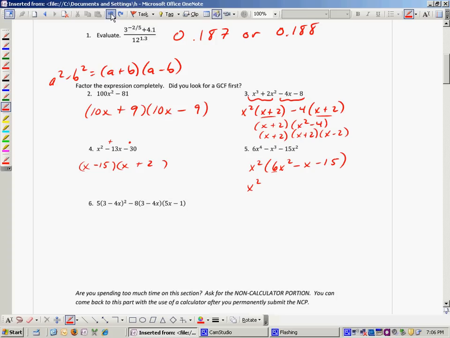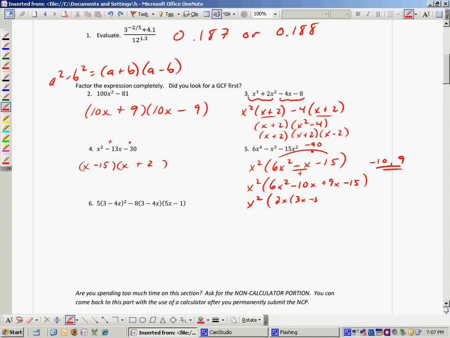Now, because we have a leading coefficient that is not 1, we can use the grouping method. Multiply these 2 numbers to get -90. You want 2 numbers that multiply to give you -90 and add to give you -1, the coefficient of that middle term. Those 2 numbers are -10 and 9. So you rewrite your middle term using the 2 numbers you found, and if we find the correct numbers, it's going to be factorable by grouping.